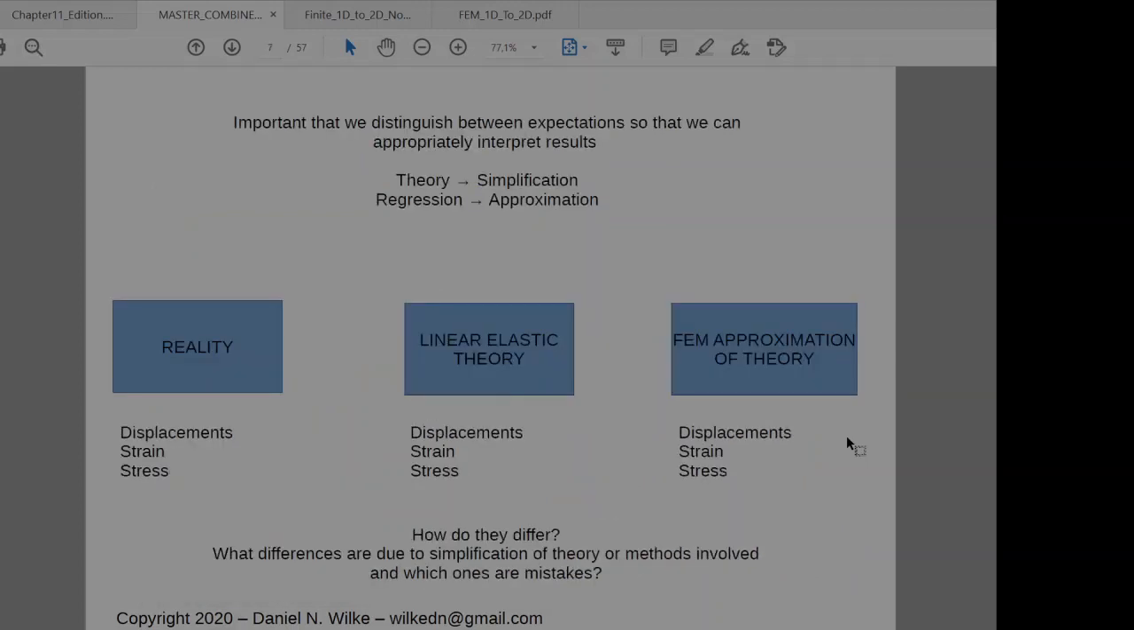A big part of the course is to make sure that we understand what is our expectation from reality, what is our expectation from the theory that we're applying, linear elastic theory for instance, and then we also have an expectation once we start approximating the theory, of how things look. And we need to make sure that we understand how they can differ, what kind of characteristics they can have, and make sure that we have sensible expectations of what's going on. So this, as you've seen, plays a big role in the course. Okay.